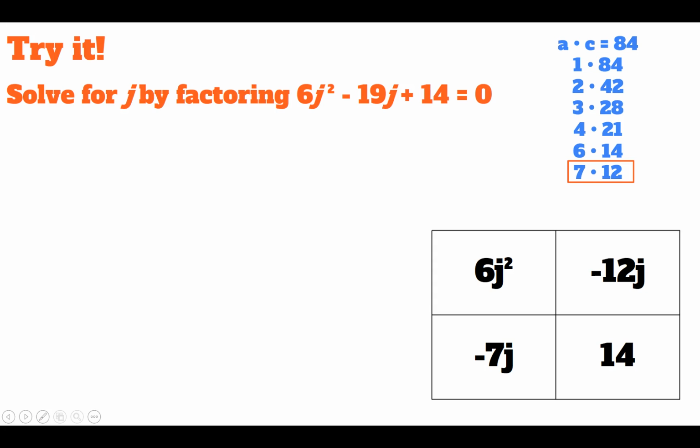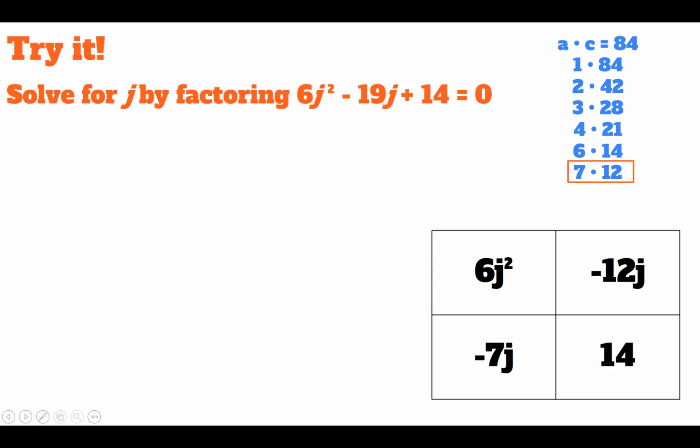6j minus 7. All right, my columns. What's the biggest thing I can take out of both 6j squared and negative 7j? 1j. Just the j. That's fine, you can do 1j.